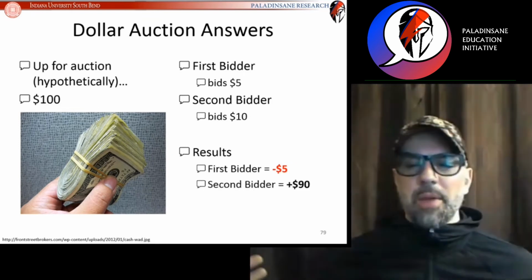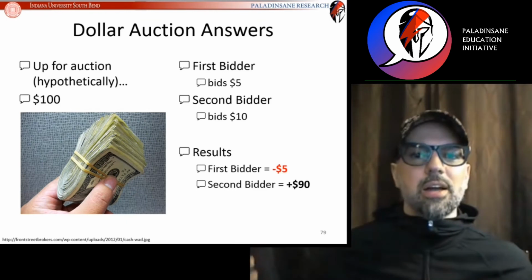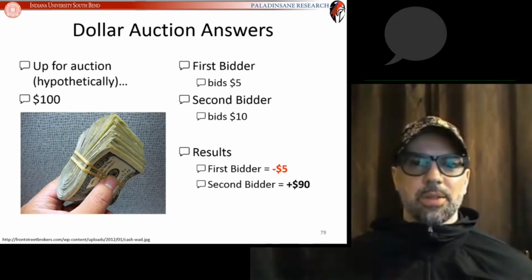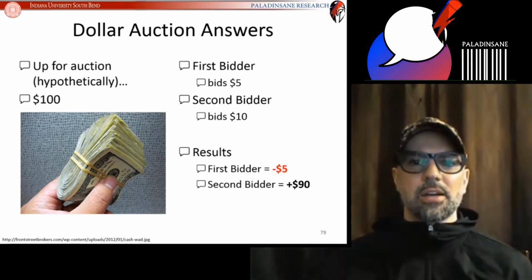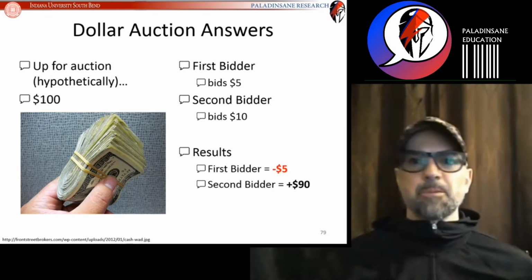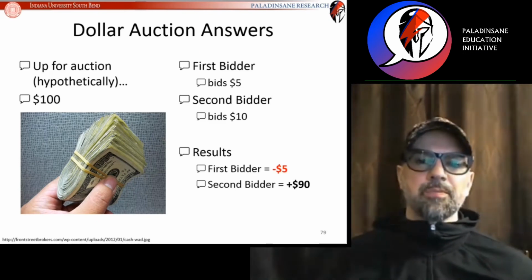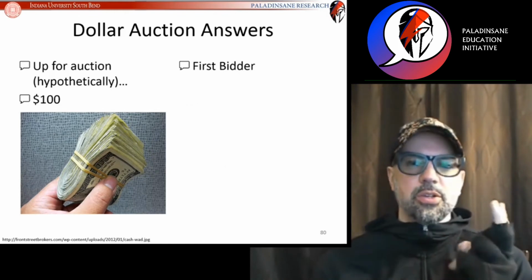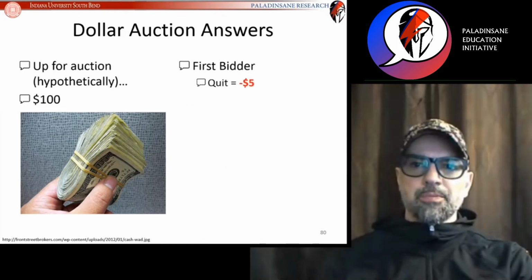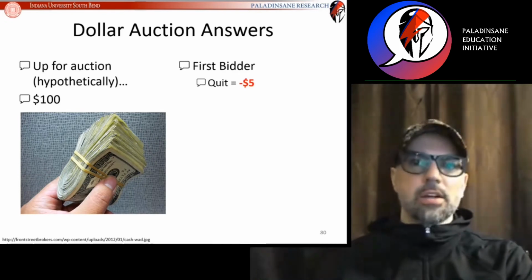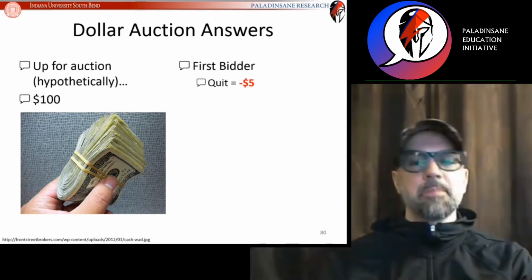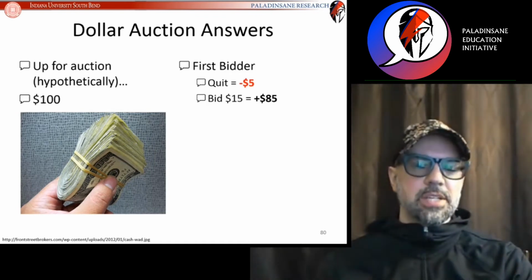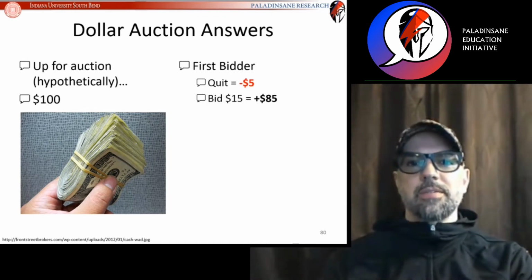The second bidder came out great. They just made $90. They had to pay $10 to get $100. So they just came out with a great situation. As far as they're concerned, they would love the auction to end right now. But the first bidder has a choice. The first bidder could do one of two things. They could either quit, in which case they lost $5, say goodbye to that $5, or they could bid $15. And if they win on their next bid of $15, they would end up making a profit of $85.